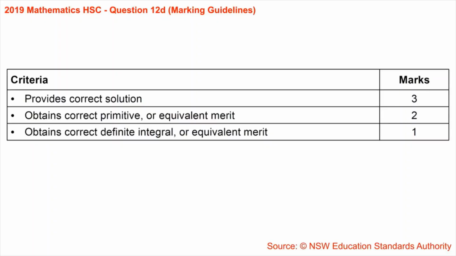The following are the marking guidelines for question 12d. For 1 mark, we have obtains correct definite integral or equivalent merit. For 2 marks, we have obtains correct primitive or equivalent merit. And for 3 marks, we have provides correct solution.